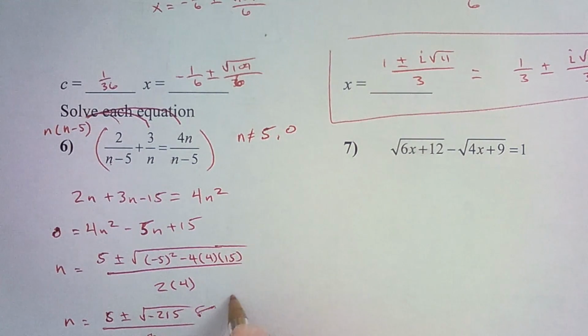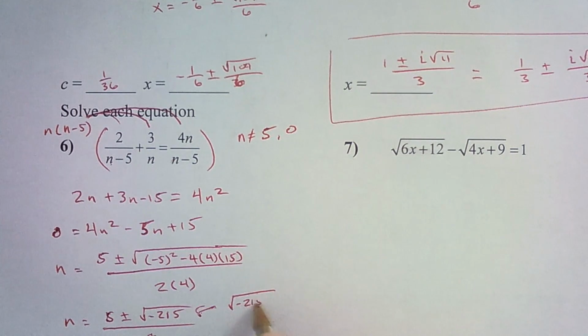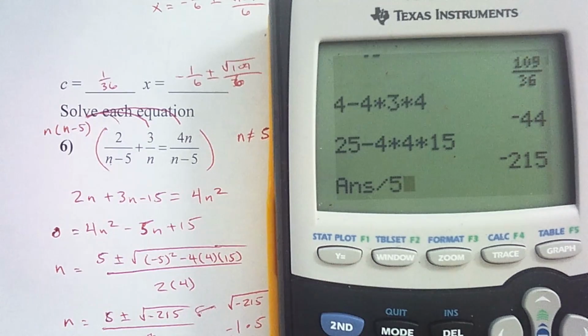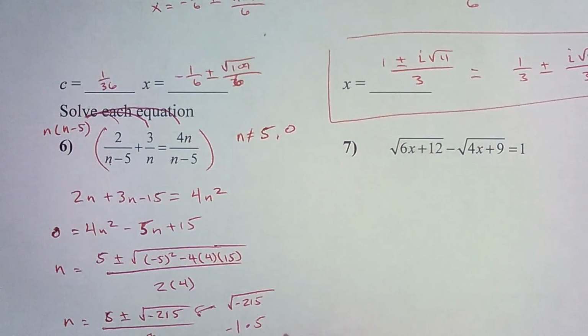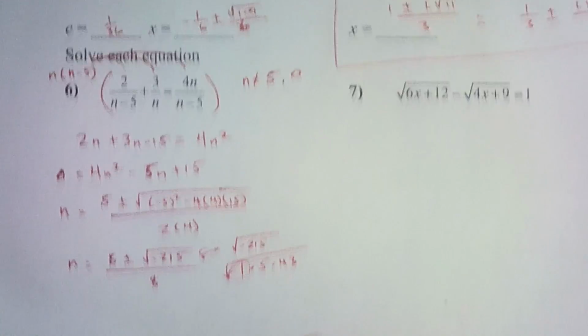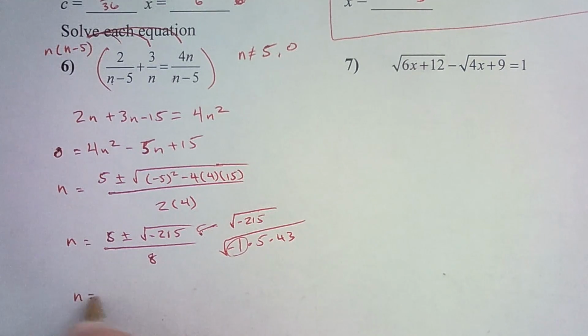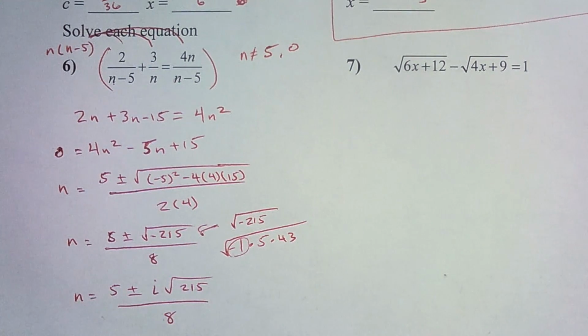So negative 215 under a square root, that's negative 1 times, and I know 5 goes in there. Let's see, 215 divided by 5, it goes in 43 times. And 43 is prime, 5 is prime. I'm not going to be able to simplify much, but I can get that negative 1 out of there. Okay, so I get n equals 5 plus or minus i times the square root of 215 over 8.